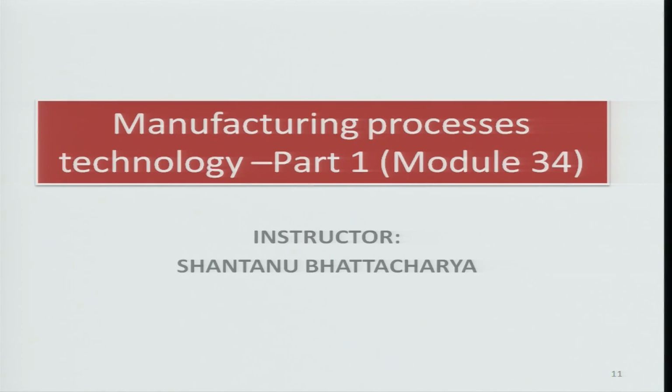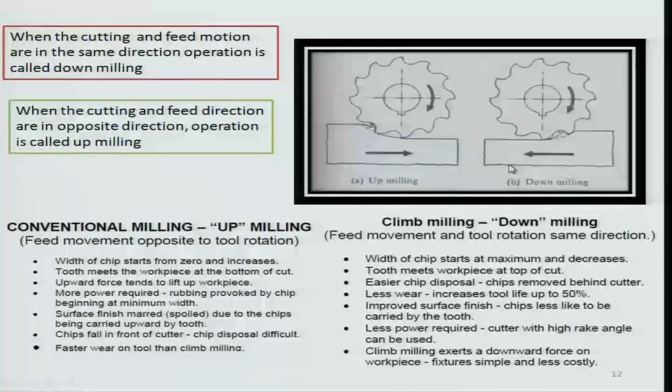Hello and welcome to this Manufacturing Process Technology Part 1 Module 34. We were talking about the different peeling processes associated with the processes turning, shaping, planing and milling. We also wanted to see about the different kinds of milling operations. In that context, we had seen earlier the various orientations of the tool with respect to the workpiece in case of slab milling, slot milling, form milling, face milling, end milling, and so on and so forth.